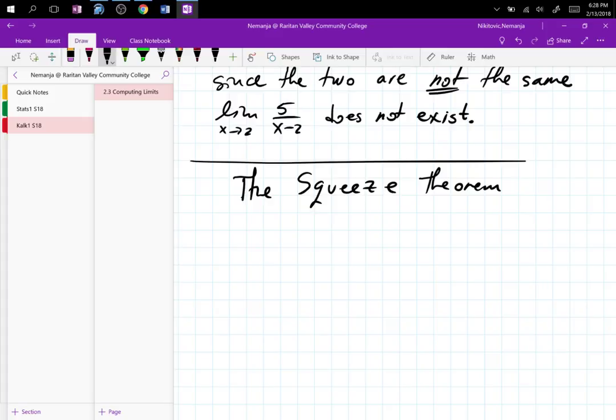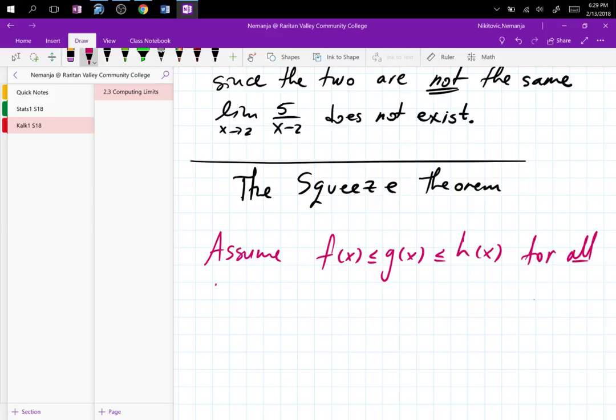So now, I'm going to write the theorem, which is a lot of words, but when I draw the picture it will be clear, and then we'll do the example. So here we go. The theorem says, assume f of x is less than or equal to g of x, less than or equal to h of x. So we see that g of x is sandwiched in, for all x near a, except possibly at a.